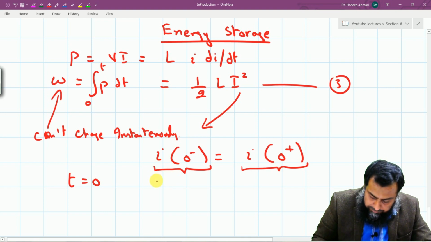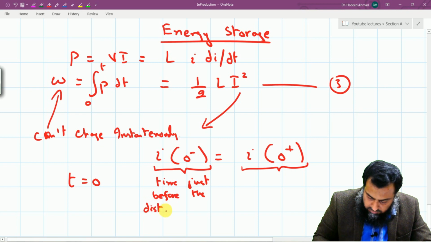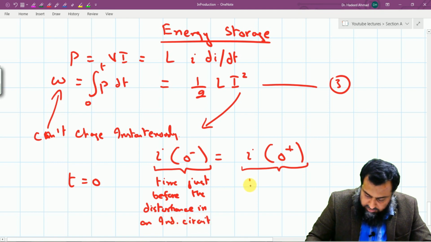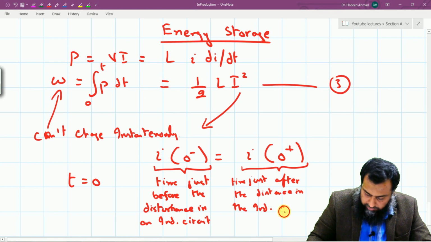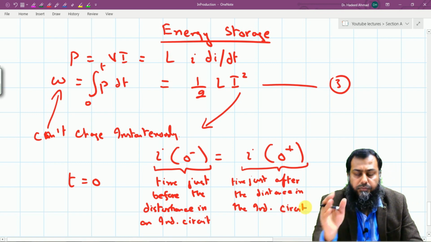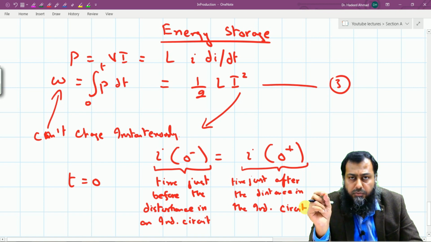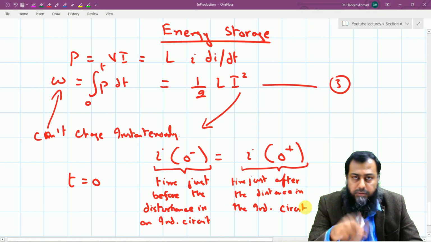So i(0 negative) is the time just before the disturbance in an inductive circuit, and i(0 positive) is the time just after the disturbance in the inductive circuit, right? So for an inductor, if we know the amount of current flowing through it, then we know the amount of current flowing just after we make any change in the given circuit.